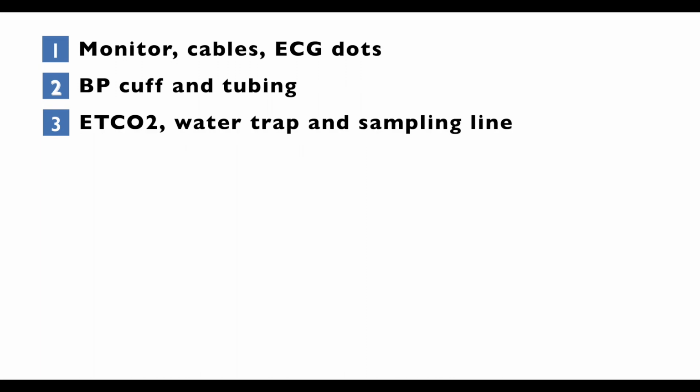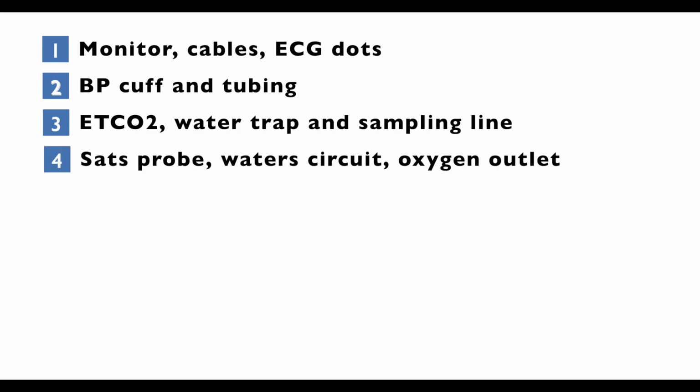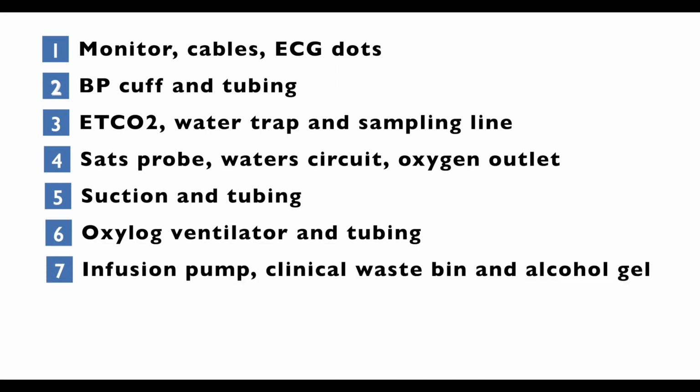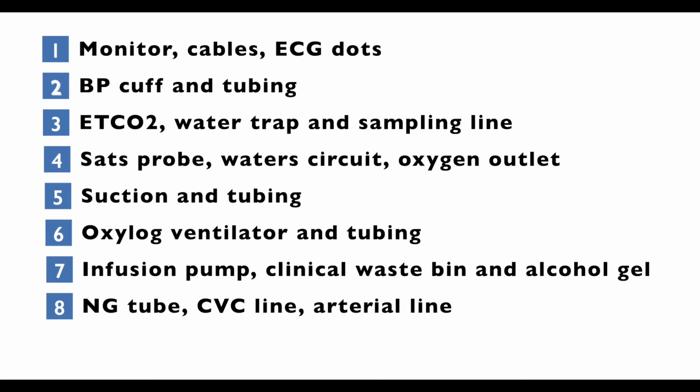Ensure the following are available inside the room or prepared to take in: monitor, cables, ECG dots, blood pressure cuff and tubing, end tidal CO2 modules, water trap and sampling line, SATS probe, water circuit, oxygen outlet, suction and tubing, oxylog ventilator and tubing, infusion pump, clinical waste bin and alka-gel. Also consider taking a nasogastric tube, central line, arterial lines and accompanying equipment as needed.